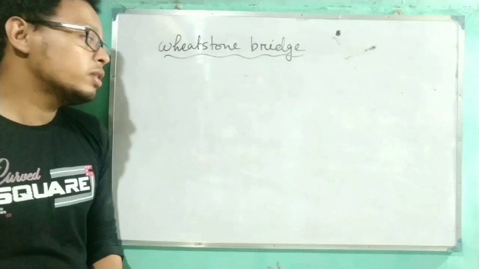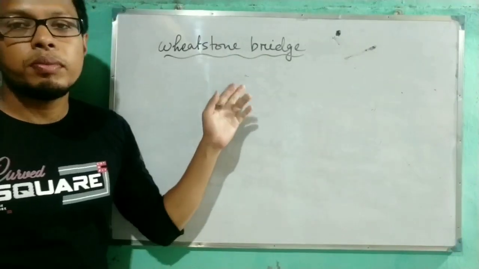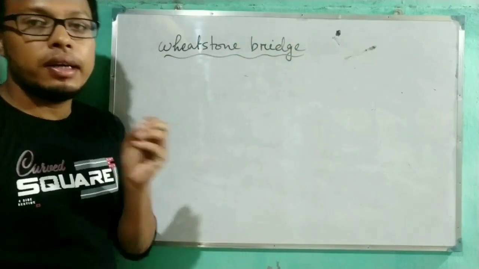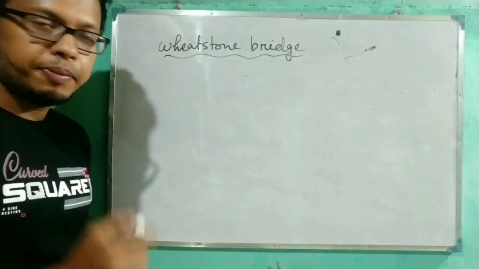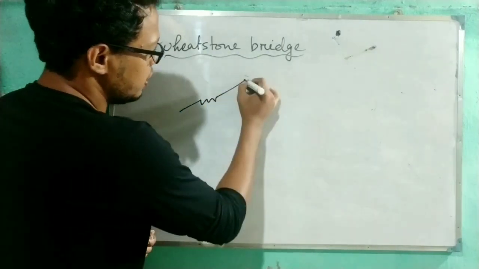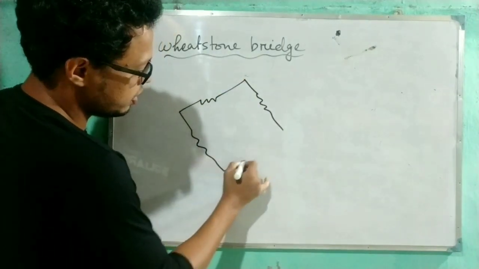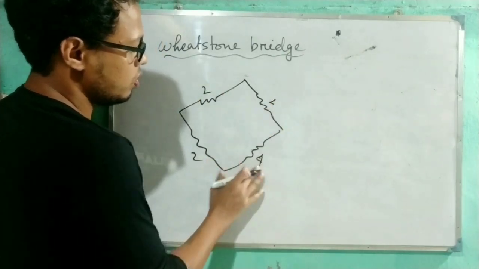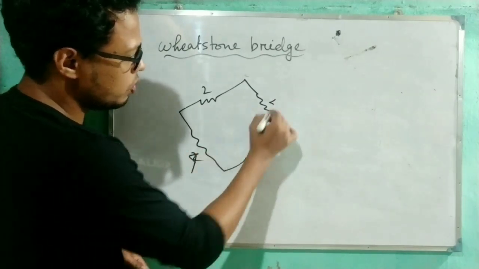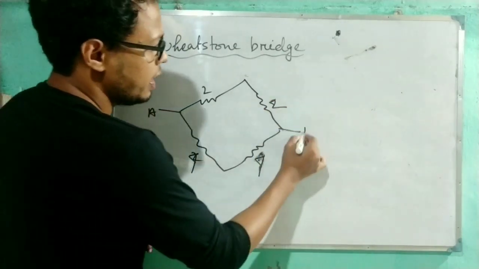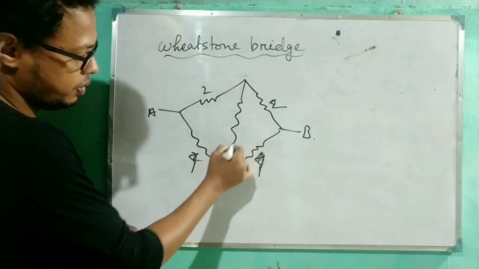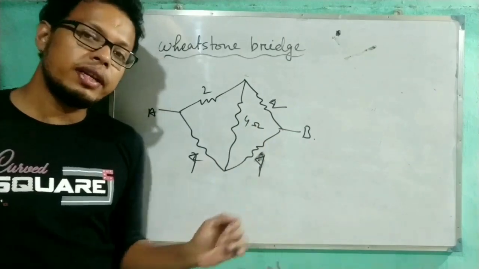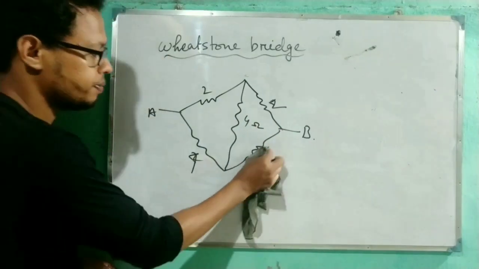Okay. The next heading is the Wheatstone bridge. This is one of the most important topics of current electricity, and this is one method by which we can easily solve some difficult circuits. Look, if we give this type of circuit, with 4, 4, and this is 2, terminal A and this terminal B, and there is also one resistance which is 4 ohm. The question is to find the equivalent resistance between A and B.